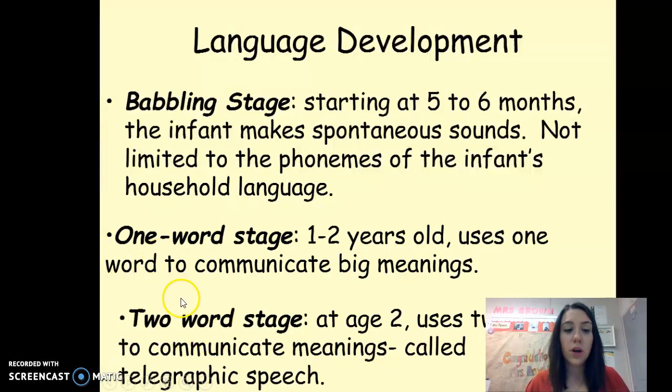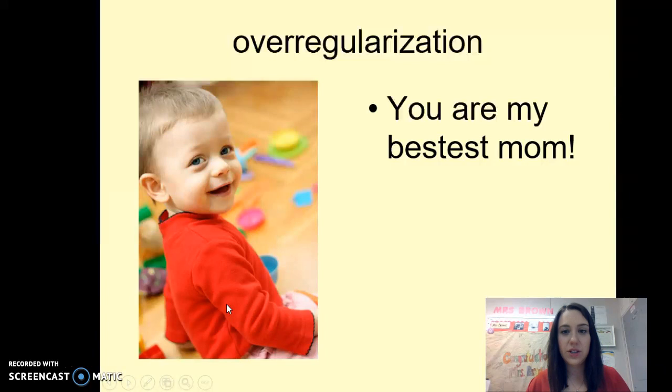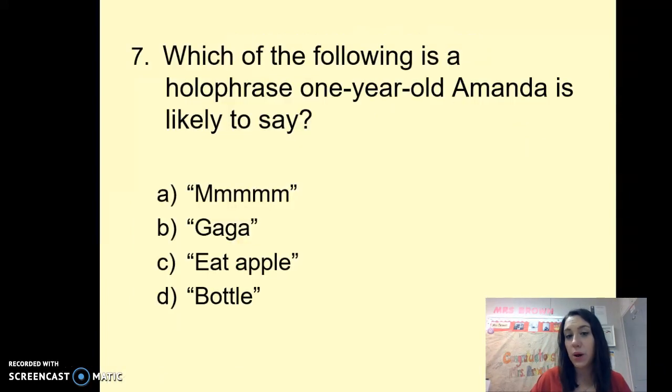Then two-word telegraphic speech usually starts around age 2 and goes through those toddler years, where they're using two words to communicate. Again, we see overregularization in the telegraphic speech stage. Here's another example: "You are the bestest." "You are my bestest mom."